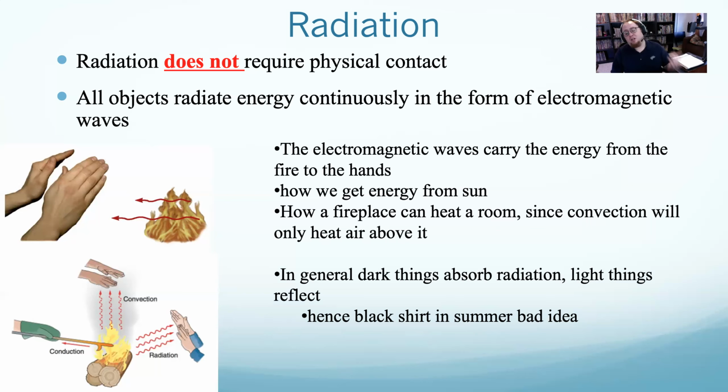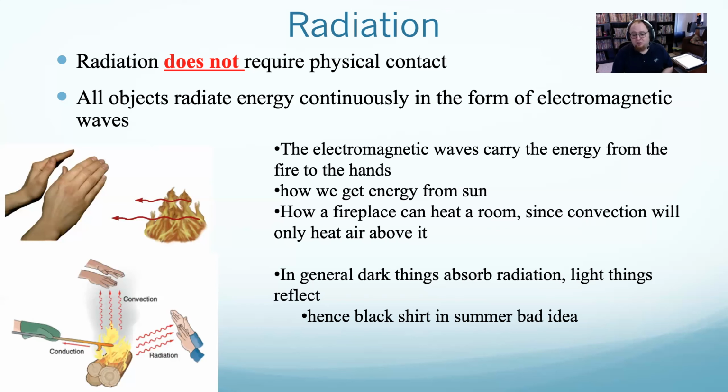This is how the sun heats the planet. The sun is super hot, so it radiates electromagnetic rays. Those electromagnetic rays travel through space with no physical contact. It can't be conduction because the sun isn't touching the earth. That would be bad. There's no convection because there's no gas that's flowing from the sun to the earth. That would just be weird. But it's just that the electromagnetic rays can travel through space.